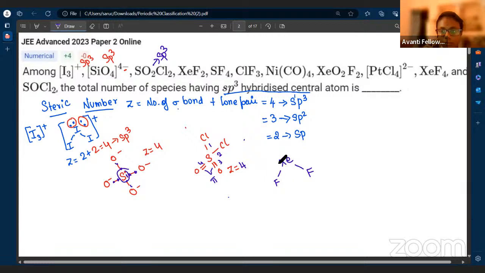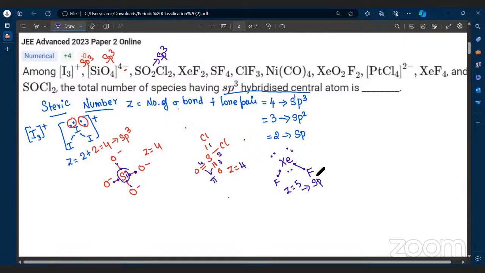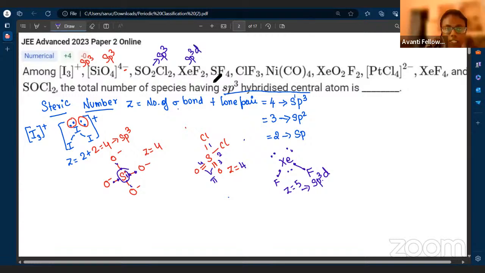XeF2, how many lone pairs will it have? It will have 3 lone pairs. So the steric number over here is 5. Will it undergo sp3 hybridization? No, it won't. If the steric number is 5, what will be the hybridization? sp3d. Very good. sp3 accounts for 4 and you just include 1 d. If it is 6, it is going to be sp3d2. So this is sp3d.